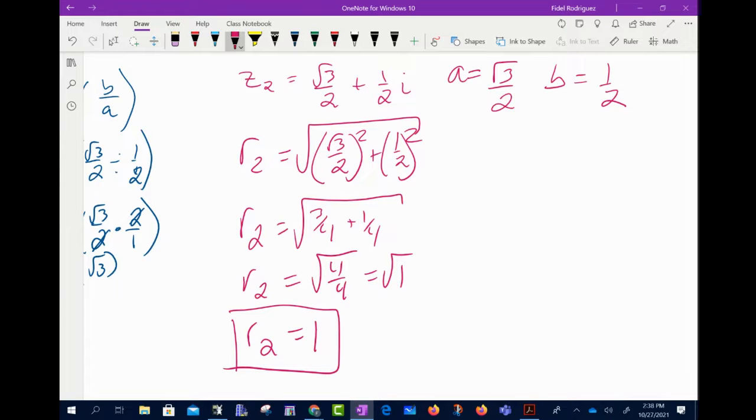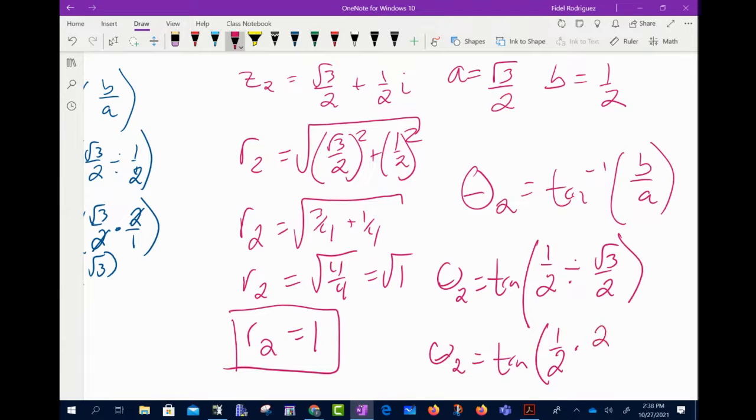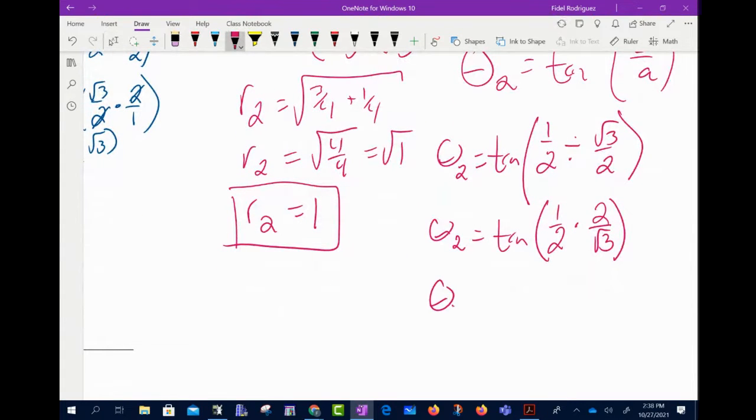Okay, let's do the same thing for our theta, y'all. So remember, theta is the tangent inverse of B divided by A. So let's write it like this. Tangent inverse, B is 1/2 divided by the square root of 3 over 2. Okay. And remember, how do we divide fractions? We multiply by the reciprocal. Okay. And so theta 2, these 2's are going to cancel, is going to be, got my little inverse symbol, 1 over the square root of 3.